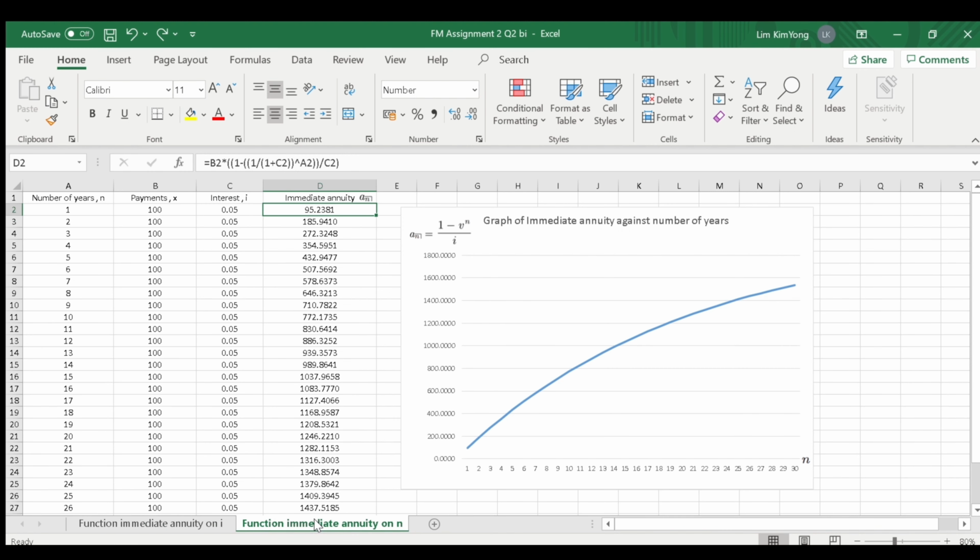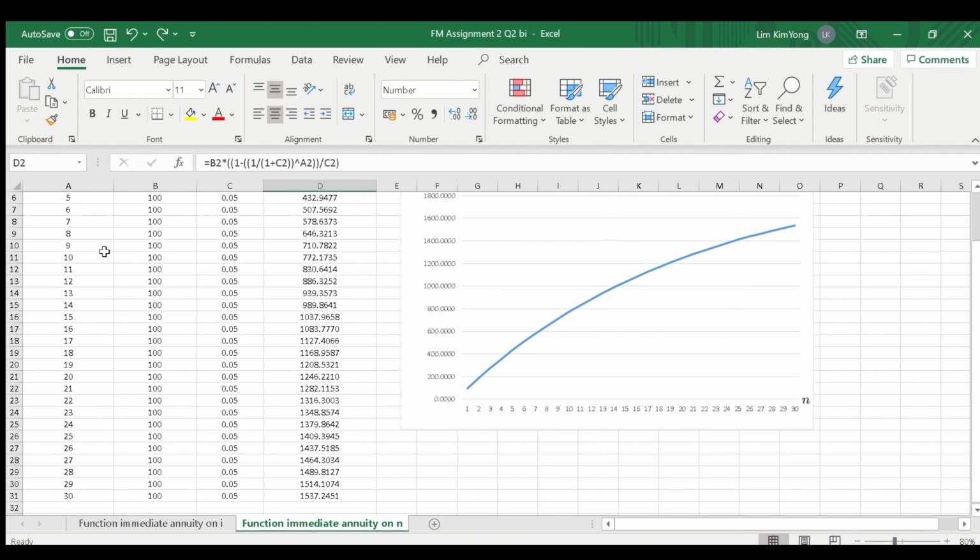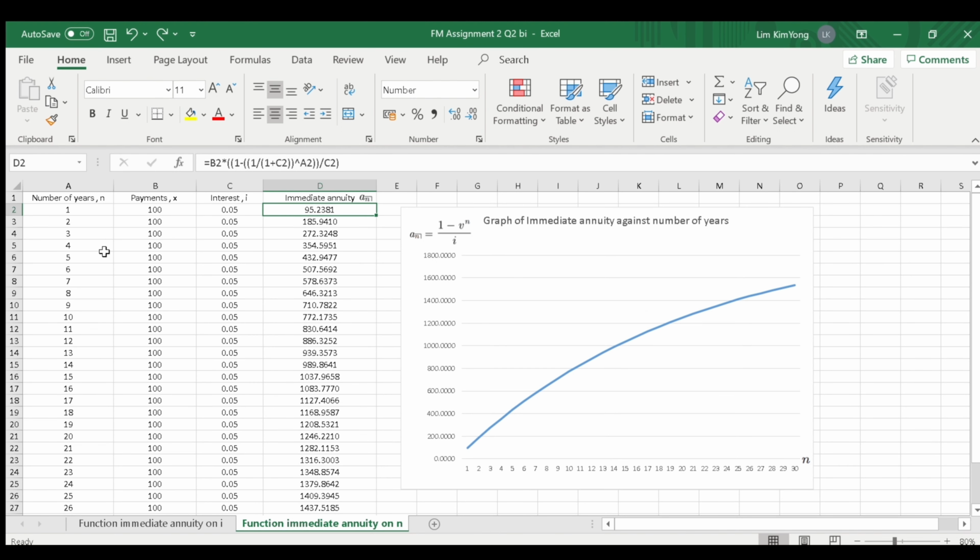Okay. So for the second part, I'm going to present the function immediate annuity on n. This time the number of years will be the changing variable. As requested in the question, the number of years increases from 1 to 30. Then the other two variables that I'm going to fix are the payment and interest. I fix the payment to be 100 and the interest to be 0.05.